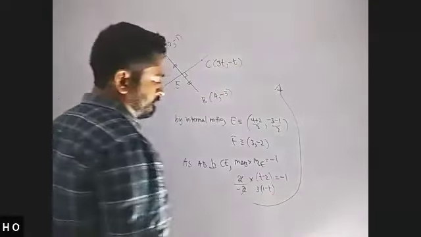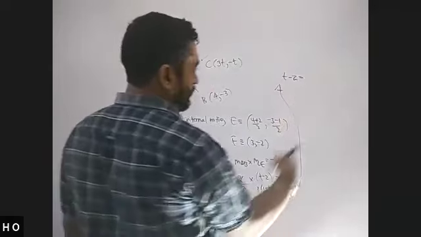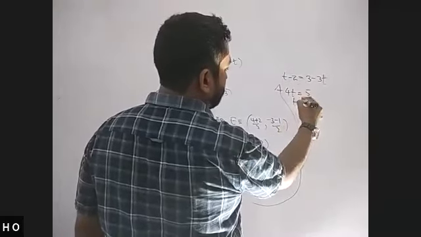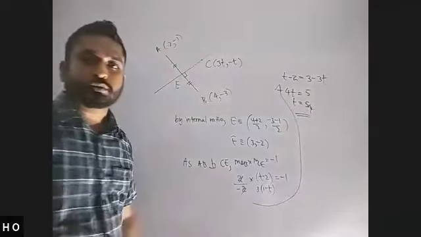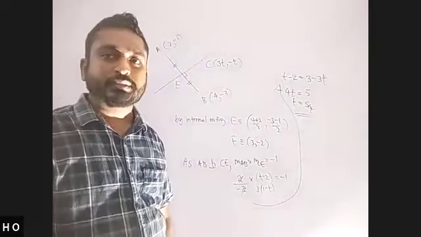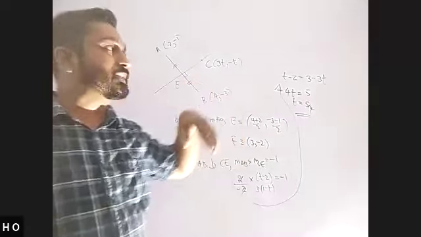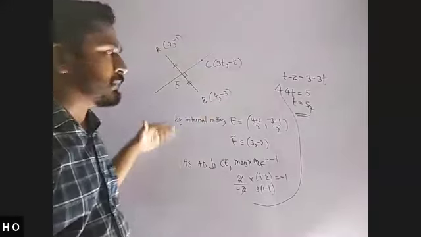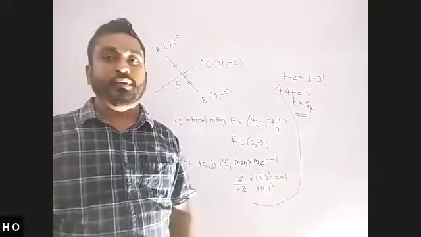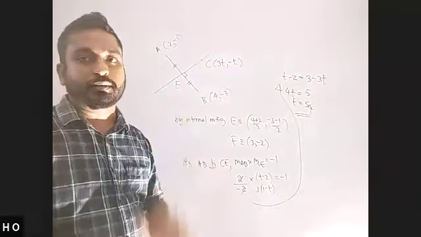So further you can have t plus 2 equals 3t minus 6, so 4t equals 5, t equals 5 by 4. So you just got the answer of t to be 5 by 4. Is it clear? They just told us that particular point C is lying on the perpendicular bisector of AB. They haven't told us in particular that it is the midpoint.